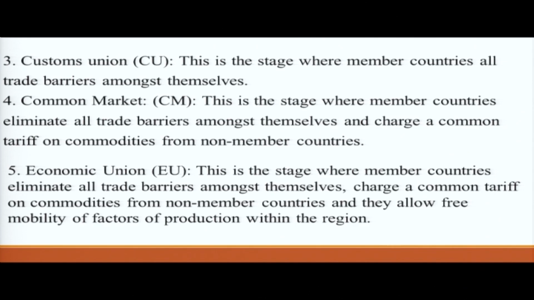Then another one is EU, which is economic union. EU, economic union, is the stage where member countries eliminate all trade barriers among themselves, charge tariffs on commodities from non-member countries, and allow free mobility of factors of production within the what? Within the region.